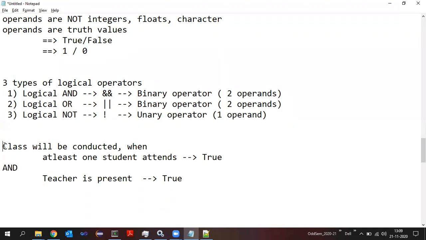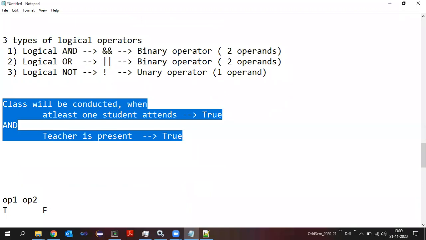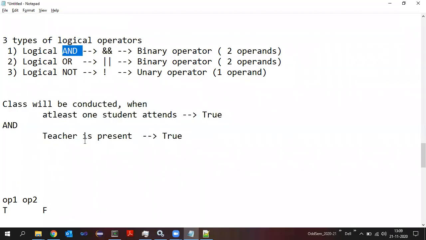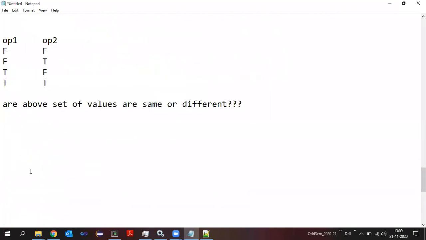Why am I telling you this particular example? Because this example is very much essential in order to understand the logical AND operation. As I said, logical AND operation means what? It requires how many operands? It requires two operands.